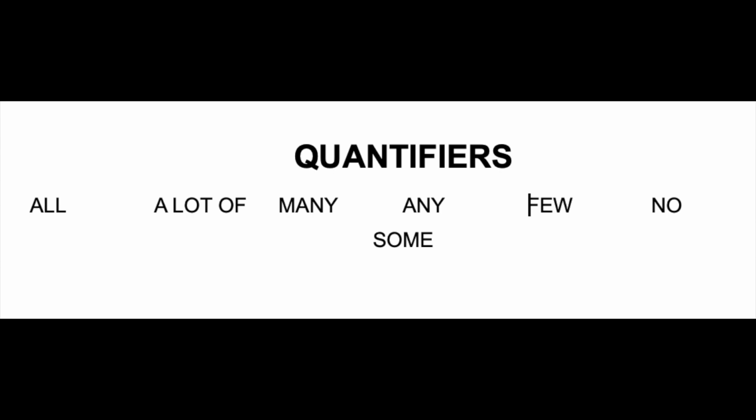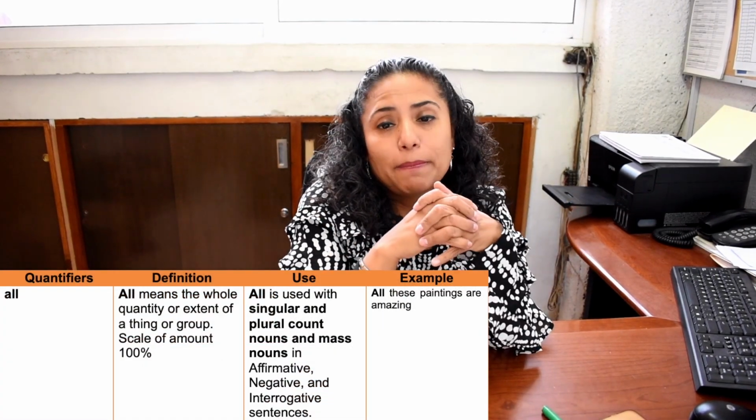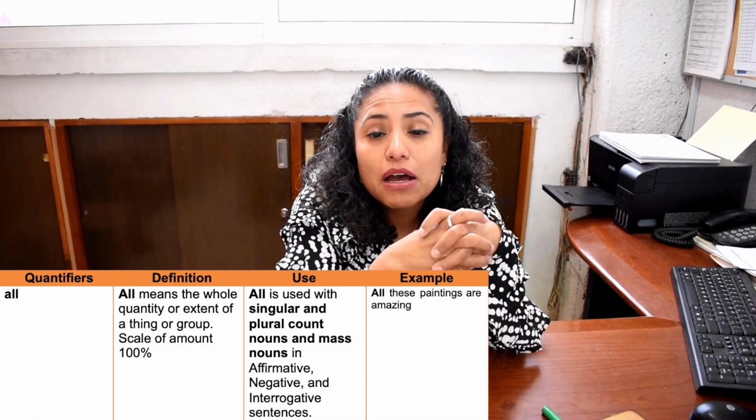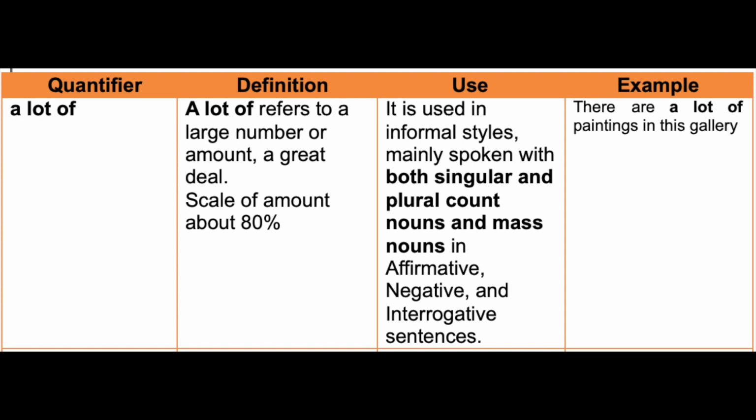Now, these are the most common quantifiers used in English. We have all, that means the whole quantity or extent of a thing or group. And we use it with singular and plural count nouns and mass nouns in affirmative, negative and interrogative sentences. Then we have another quantifier that is a lot of. A lot of refers to a large number or amount, a great deal, and it is used in informal styles, mainly spoken, with both singular and plural count nouns and mass nouns in affirmative, negative, and interrogative sentences as well.